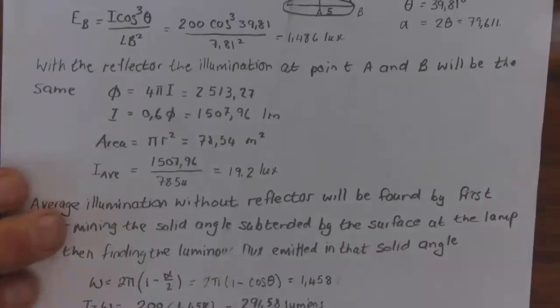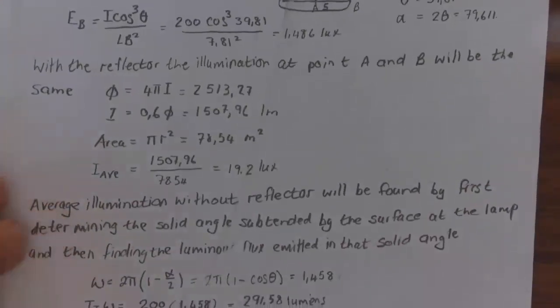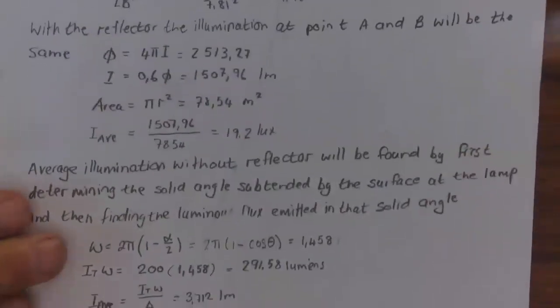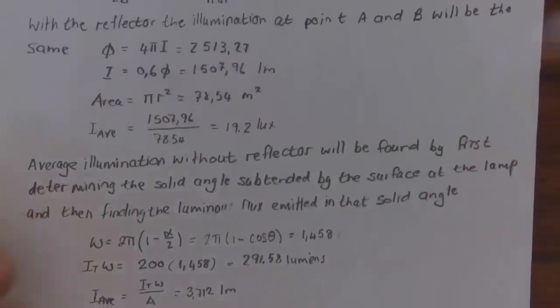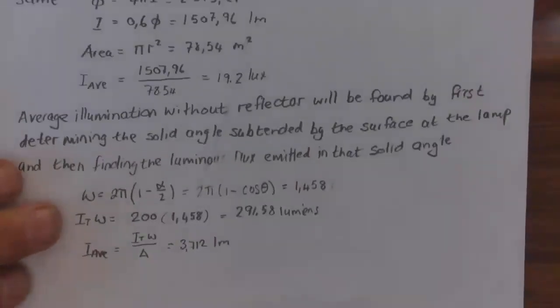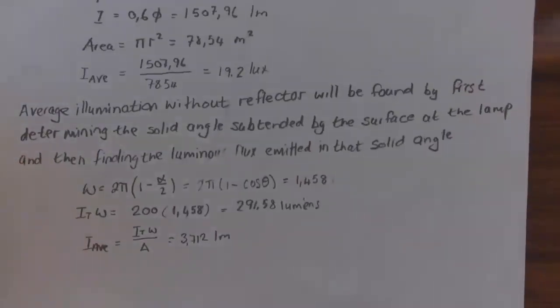Phi is 4 pi I, which is 2513.27, and the flux is 0.6 phi, which gives us 1507.96 lumen. Area is pi r squared, which gives us 78.54 square meters, and therefore the average illumination is 1507.96 divided by 78.54, which gives us 19.2 lux.